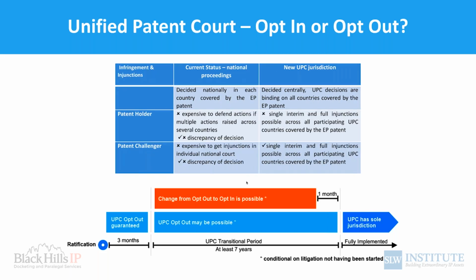The other side of the coin is infringement and injunctions. For national proceedings, for the patent holder, it's expensive to defend actions if multiple actions are raised across several countries. And a plus and a minus is the discrepancy of decisions. For the patent challenger, again, it's expensive and they suffer from the same discrepancy of decisions. Under the UPC system, for the patent holders, single, interim and full injunctions are possible across all UPC countries covered by the European patent, which they would see as a negative, which for the patent challenger is a positive.